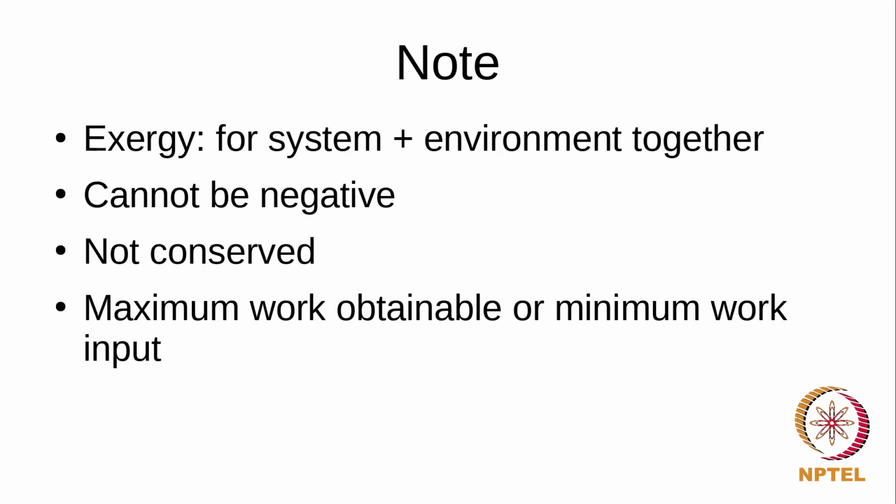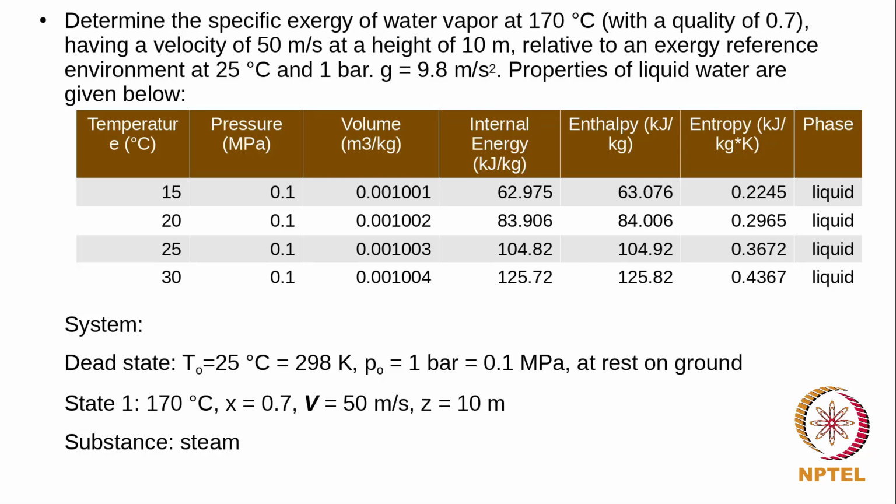In a similar fashion, what we see is that if you want to change the state of this system from a dead state to any particular state, the minimum work you will do is when it is reversible. So the minimum work input which you have to give is also the exergy when you are going from the dead state to whatever is the state. So what we will do now is to look at an example.